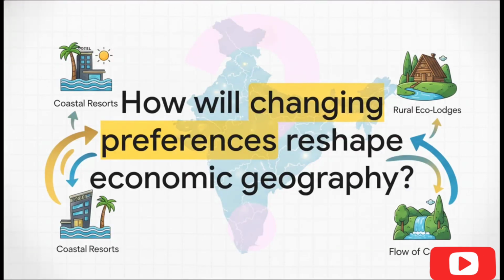So, the landscape is constantly shifting, which brings me to a provocative question to leave you with. How will changing tourist preferences reshape India's economic geography in the next decade? Think critically about this for a second. If tourists start favoring rural eco-lodges over major coastal resorts, how does that shift the flow of capital across the states we discussed today? Pondering this will perfectly prime you for the analytical thinking required in your interview stages.